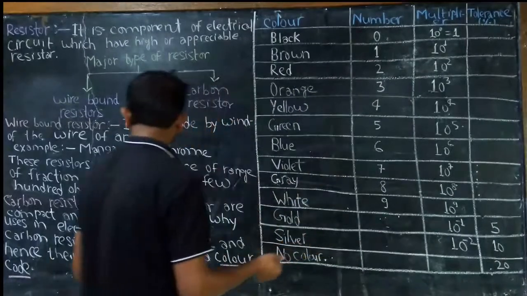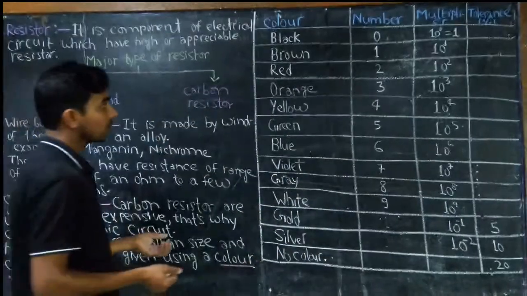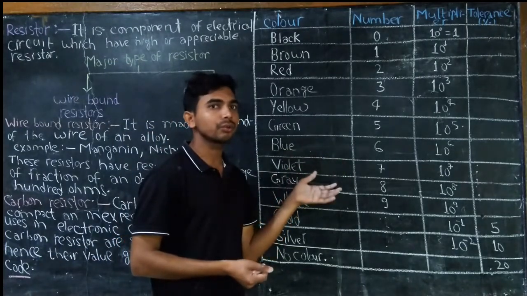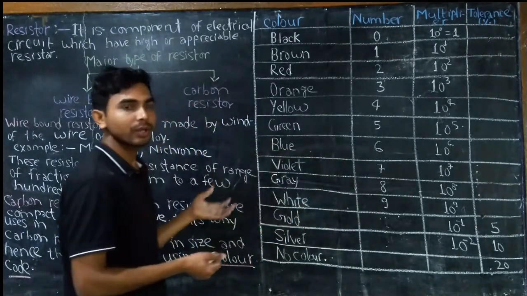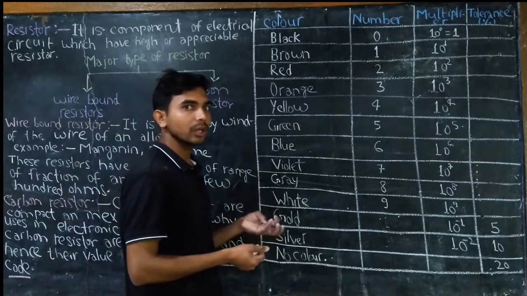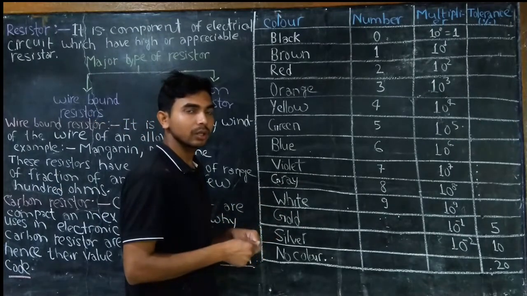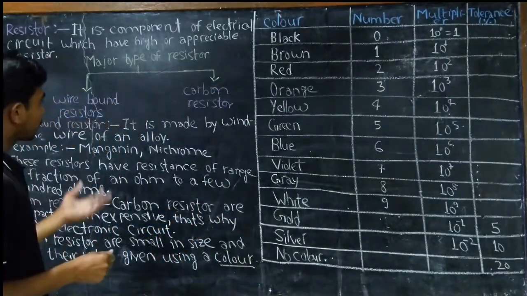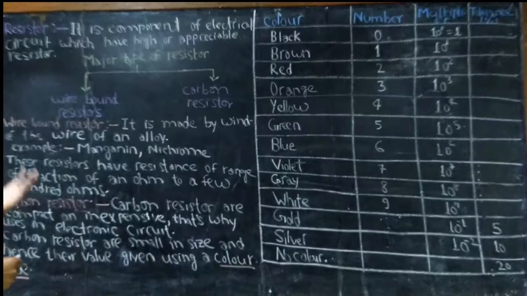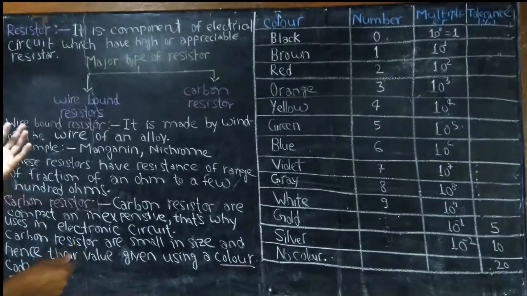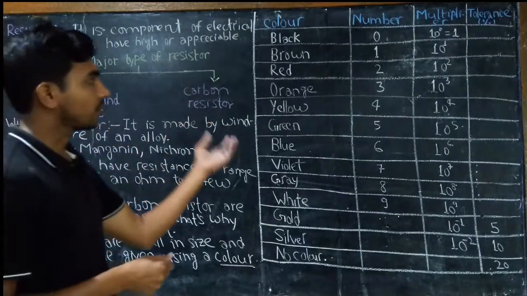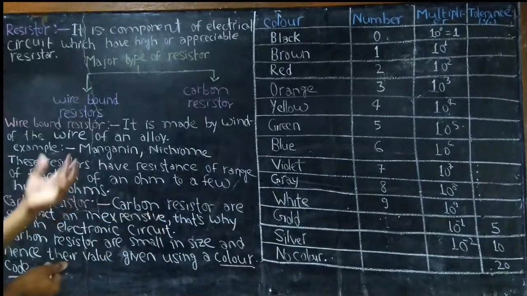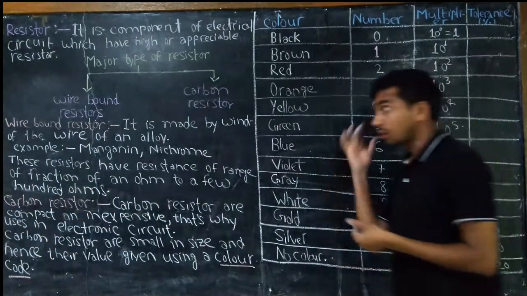To find the resistance of a carbon resistor, we have to remember this table, because this table is useful to calculate the resistance of a carbon resistor. First you write all these things, and then I will try to explain how this table is useful. So just note it down.